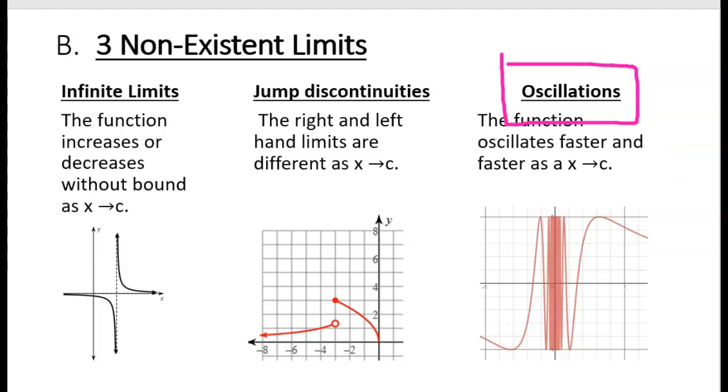So those are 3 situations in which the limit may fail to exist, and how you can identify them by looking at a graph. If you have a vertical asymptote, that's a great indication that you have a non-existent limit because it's an infinite limit. If you have a break in the line like this, that's called a jump discontinuity, and the limit doesn't exist because the right and left hand limits are not the same. If you see this weird looking situation, that's what we call an oscillation, and that's another thing where the limit does not exist. And that does it for lesson 3.2.